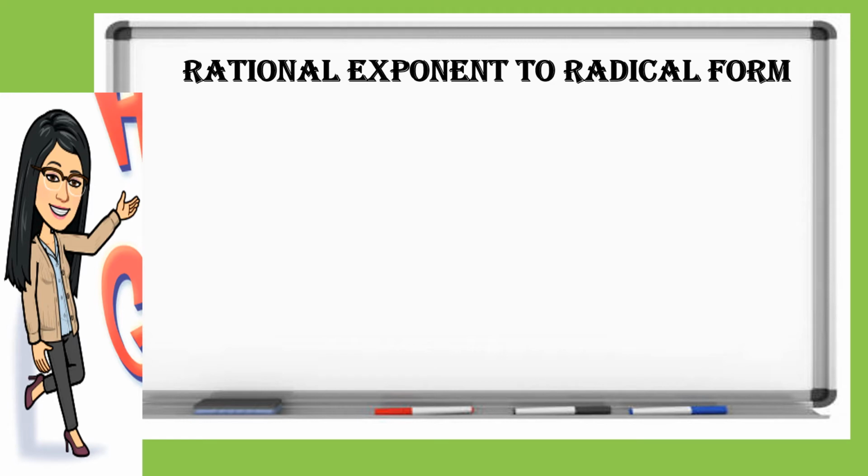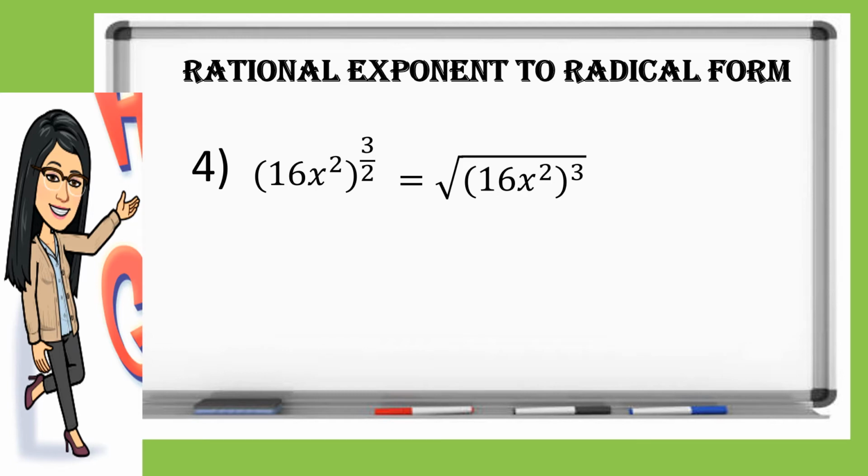Now let us look at example number 4. 16x squared is raised to 3/2. Our denominator is 2, so we are going to use square root. So the square root of the quantity 16x squared is raised to 3 because the numerator in our rational form is 3. Now let us write 16 in exponential form and the possible answers are 4 squared and 2 raised to 4. But let us choose the one with the lowest base and that is 2 raised to 4.